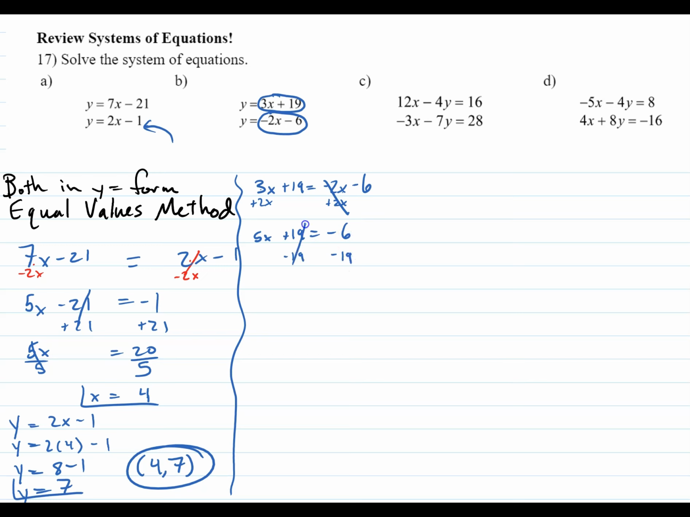Then I subtract 19 from each side. 5x equals negative 25. And then divide both sides by 5. So x equals negative 5.